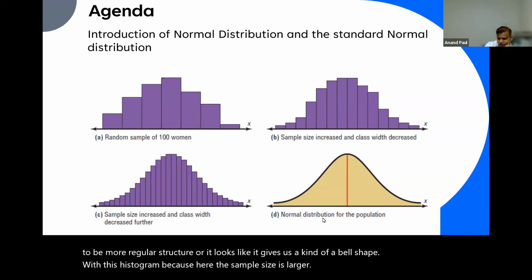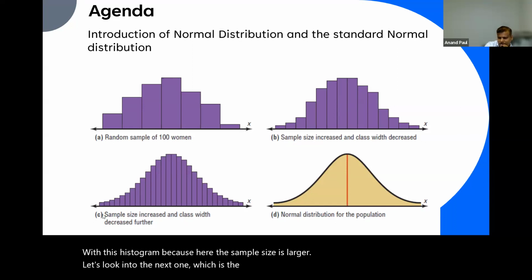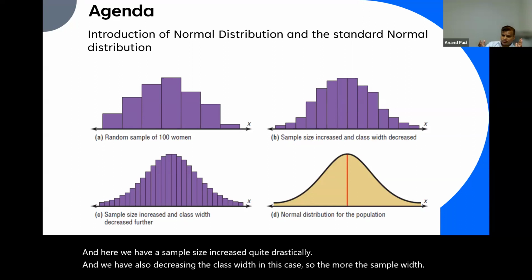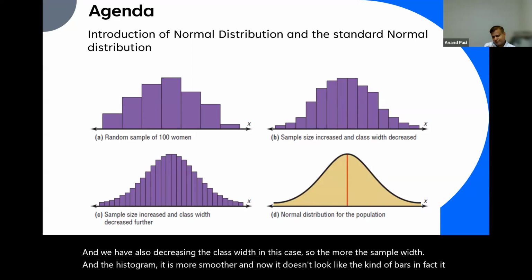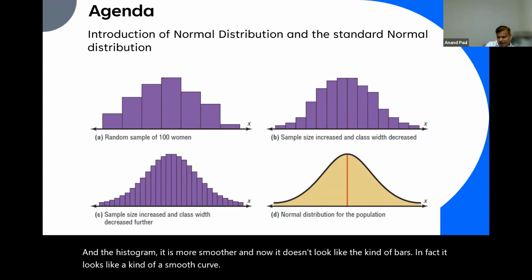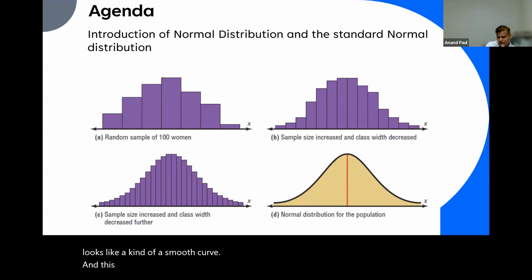Let's look into the next one, which is the C part. Here we have a sample size increased quite drastically, and we have also decreased the class width in this case. So with the larger sample and narrower classes, the histogram is smoother. Now it doesn't look like bars. In fact, it looks like a smooth curve. And this smooth curve, we call it a bell-shaped curve, and that's a famous term that we always use in statistics.